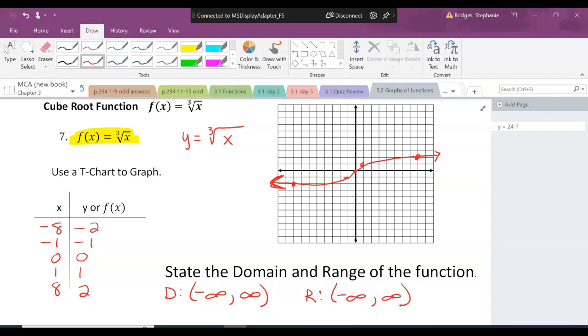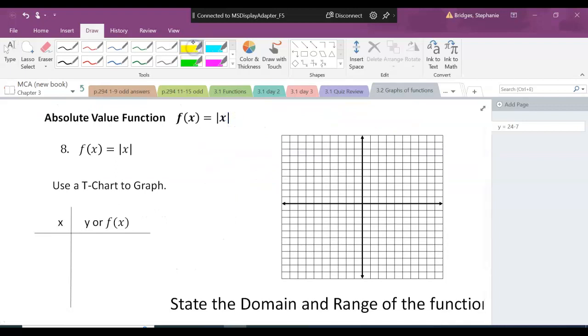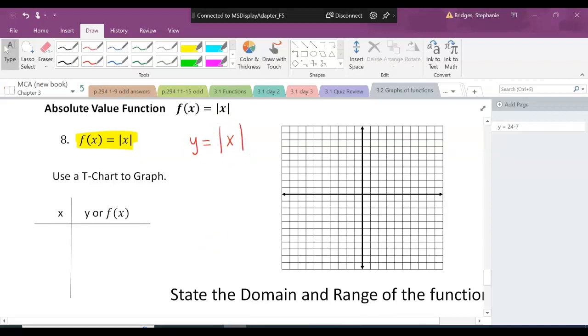All right, do the next one. What is the next one? Absolute value? Do the absolute value. Choose your -2, -1, 0, 1, and 2. Those don't need any special numbers because they're not squares or cubes. Plug your numbers in, plot your points, look at your graph, determine your domain and your range.